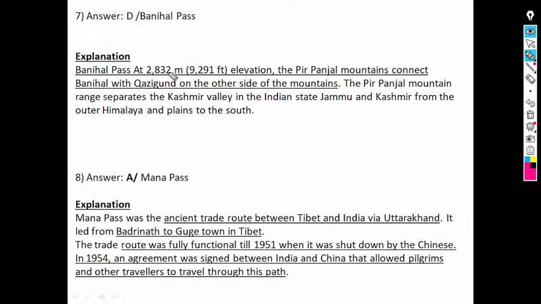Banihal Pass, at an altitude of 2832 meters. The Pir Panjal mountains connect Banihal with Qazigund on the other side of the mountain. Banihal Pass is in the present Jammu and Kashmir Union Territory, which previously was Jammu and Kashmir. Pir Panjal mountain ranges.